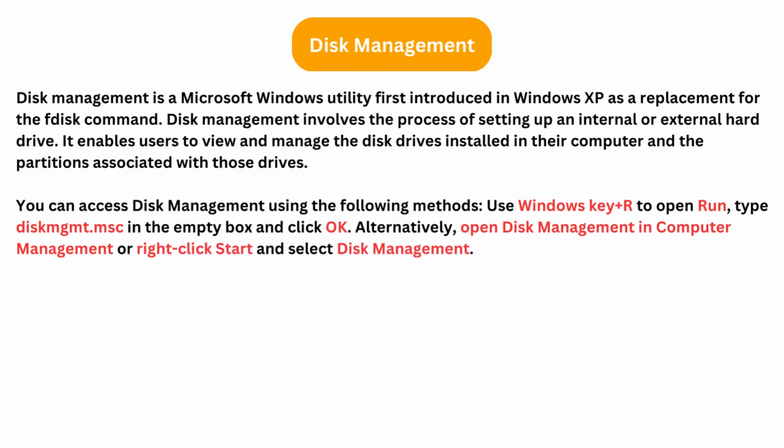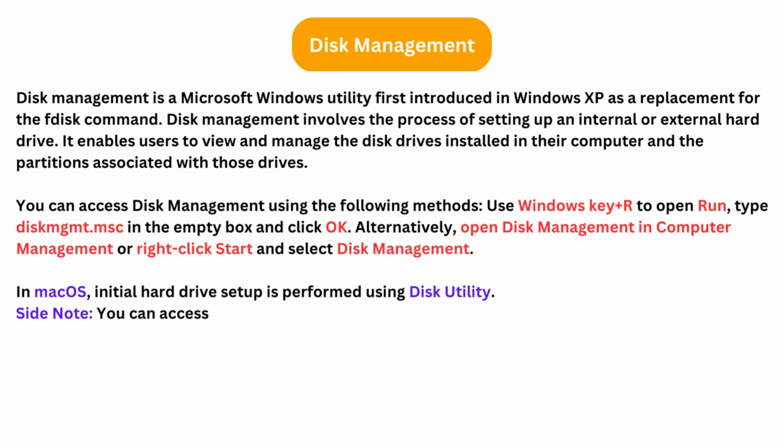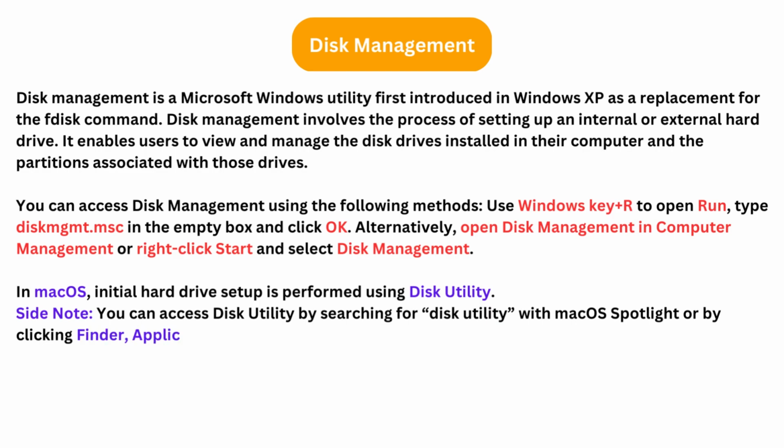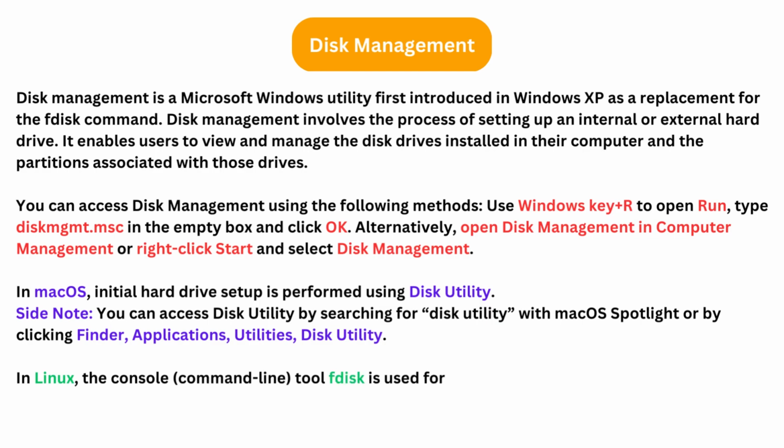In macOS, initial hard drive setup is performed using Disk Utility. Side note: you can access Disk Utility by searching for Disk Utility with macOS Spotlight or by clicking Finder, Applications, Utilities, Disk Utility. In Linux, the console, command line, tool fdisk is used for initial hard drive setup and to create and delete partitions.